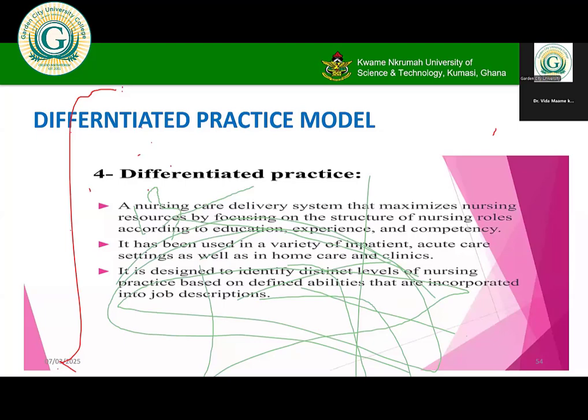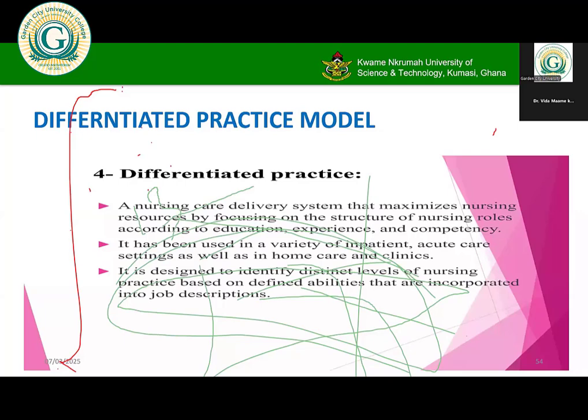Okay, as I said, this one is what? A nursing care system that's maximizing what? Nursing resources by focusing on the what? The structure of nursing roles according to education. So according to what? Education, your experiences, and your competency. So with this model, we will look at your educational background first, and your experiences on the job, and whether you are skillful, your competency.